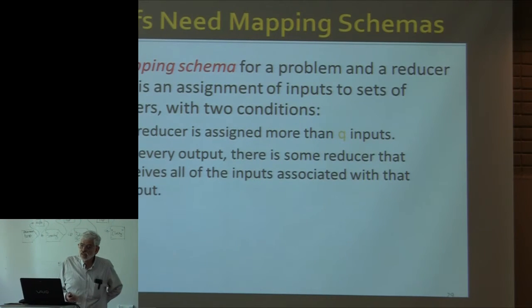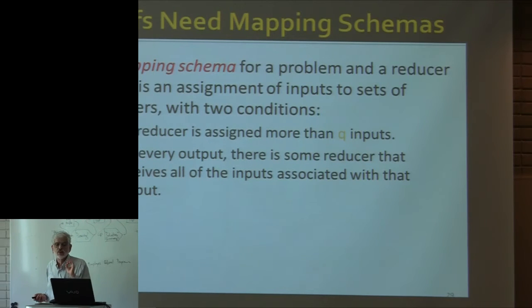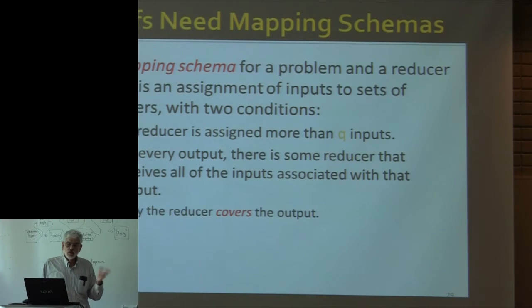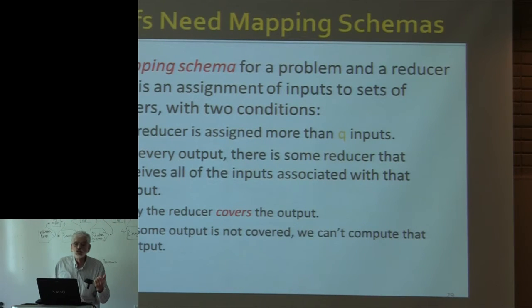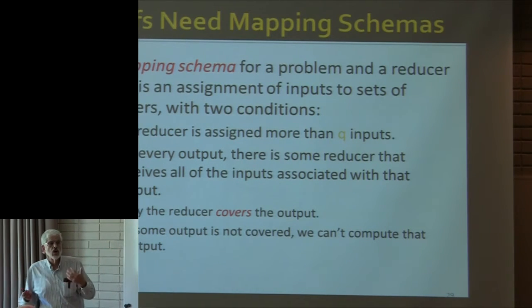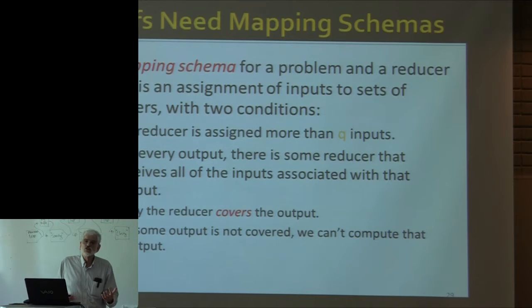But the second is a little bit subtle. It says that for every output, and remember there's an input-output mapping that describes the problem itself, there's at least one reducer that has all of the inputs related to that output. We'll say the reducer covers the output, and it should be obvious that if there's an output that isn't covered, then that output cannot be computed, because only a reducer can compute an output, and if no reducer has all the information necessary to compute the output, you're doomed.